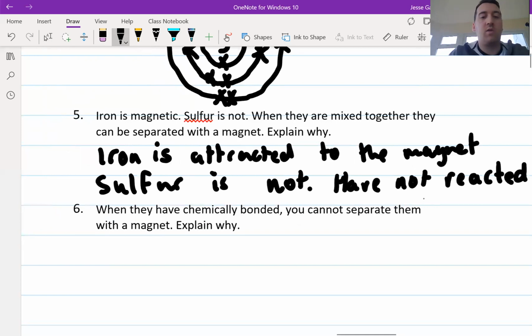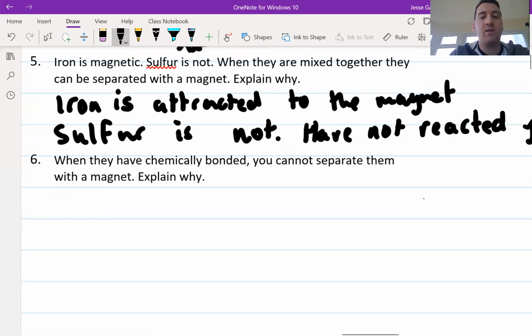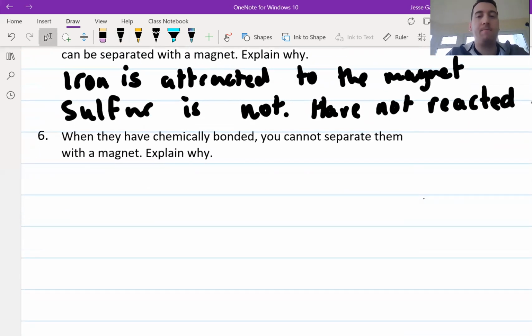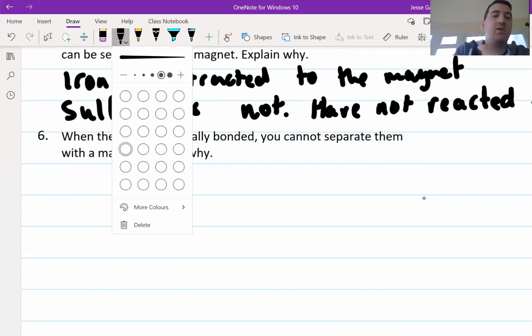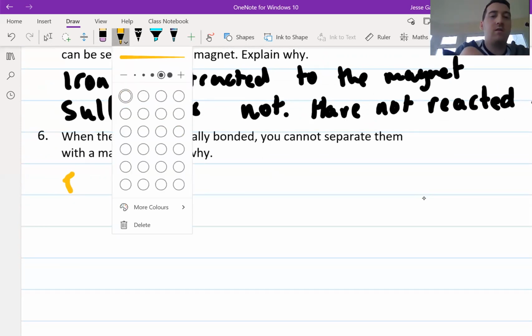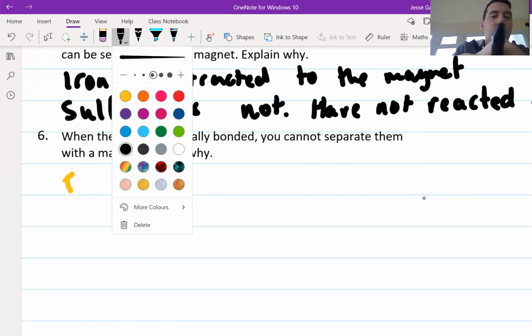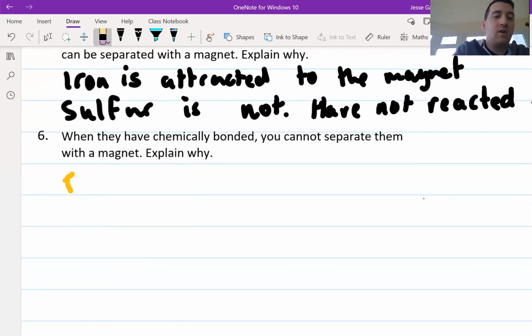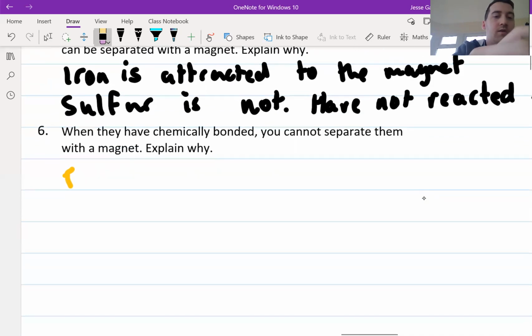Okay. Last one though. When they have chemically bonded, you cannot separate them with a magnet. Explain why. All right, let's pause the video and answer that one now. Okay, so the key thing here is you should definitely mention that they formed a new compound.